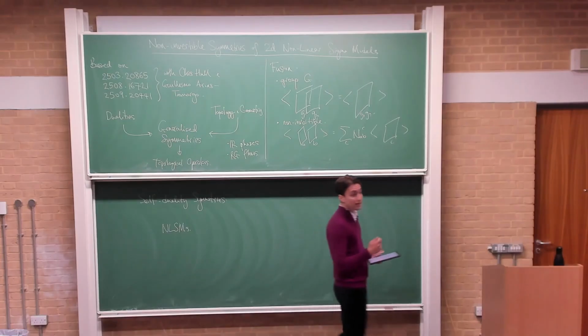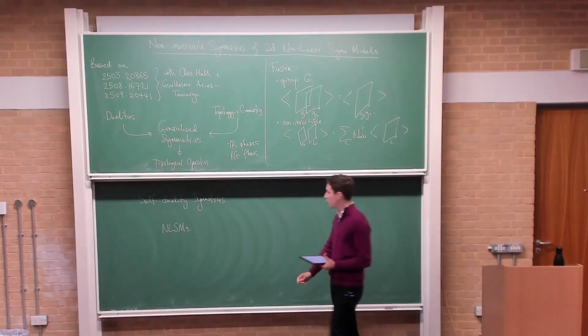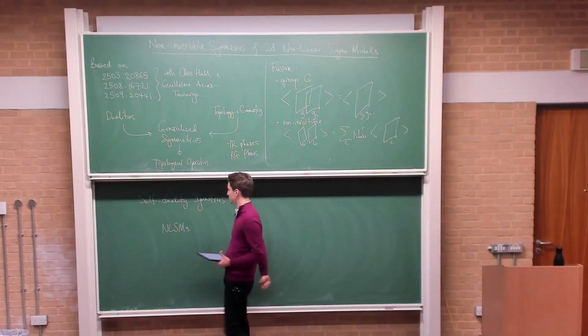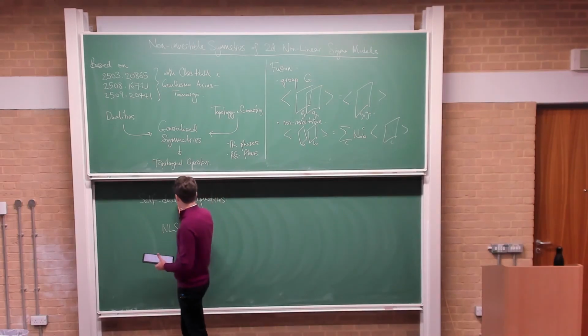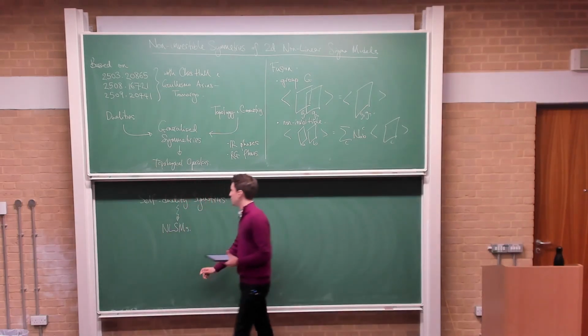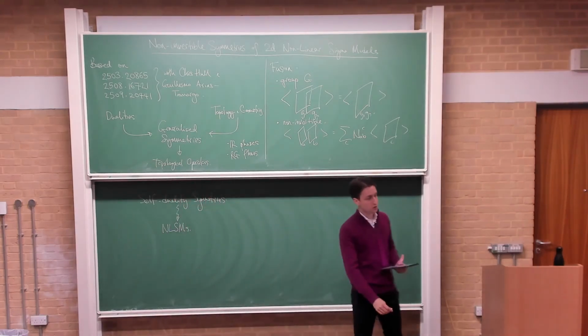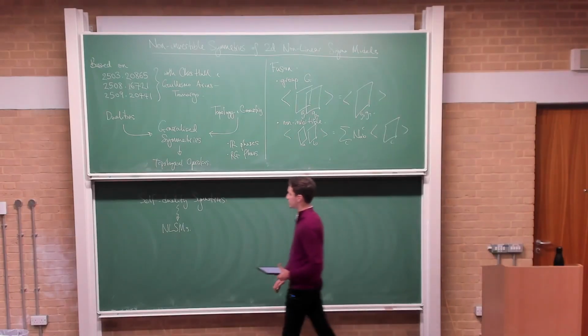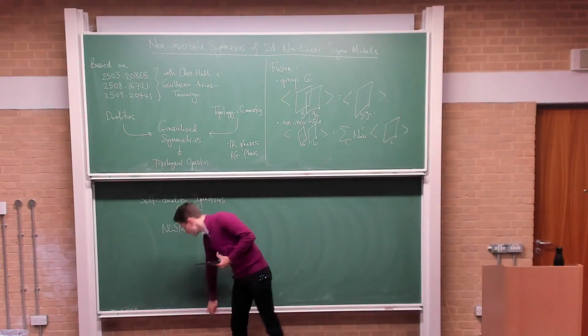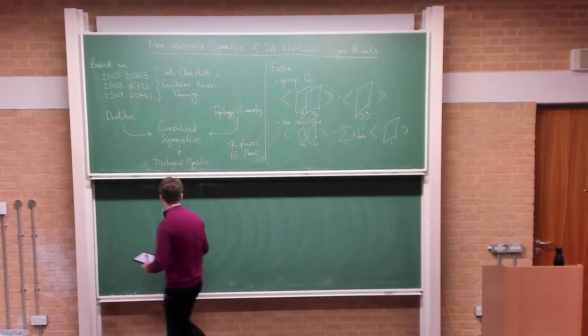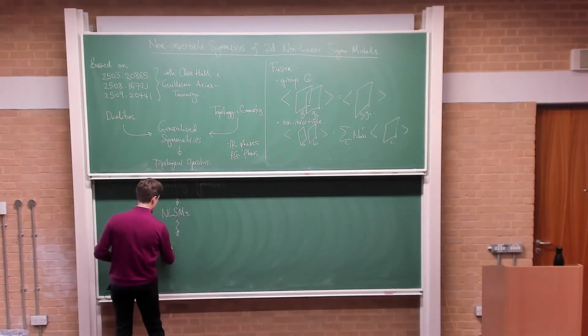So I'll discuss their regular group-like symmetries and how they relate, like I say, to the topology and geometry of the models. And then using those group-like symmetries, I'll discuss how you can construct self-duality symmetries in these nonlinear sigma models. Then I'll go on to discuss a few applications.